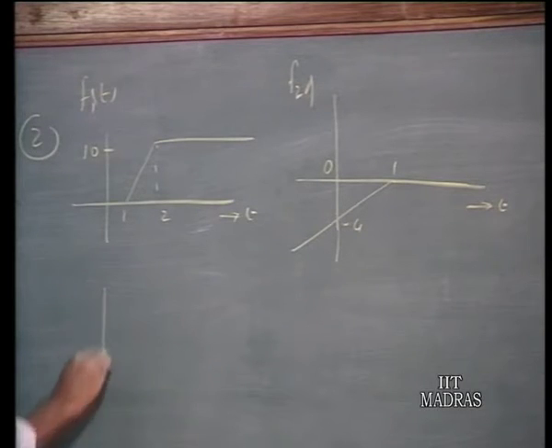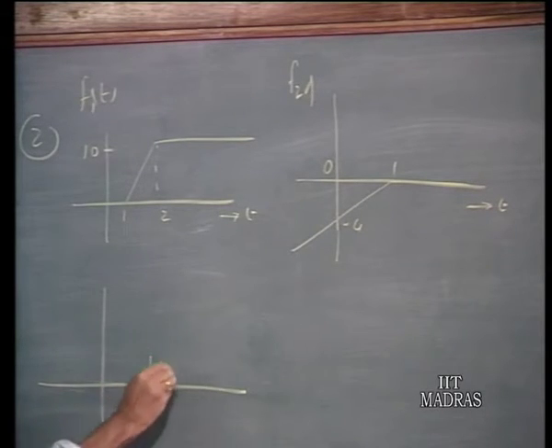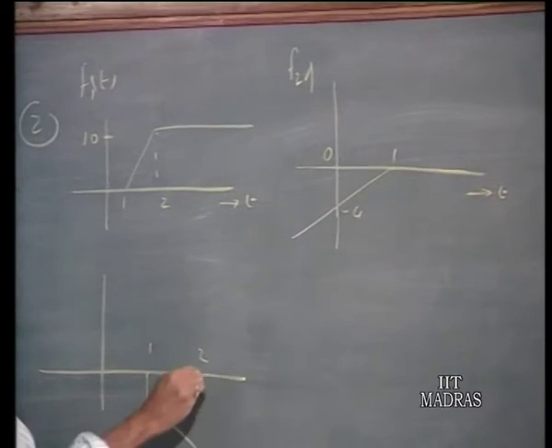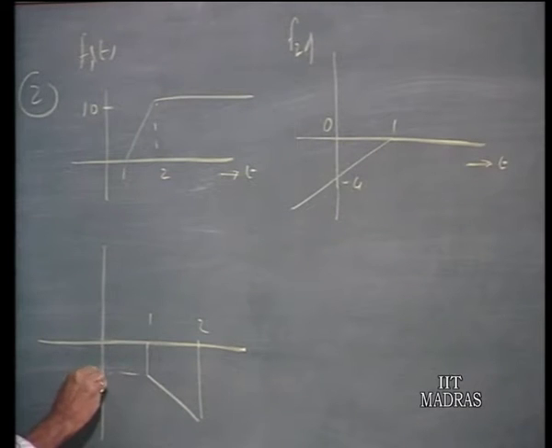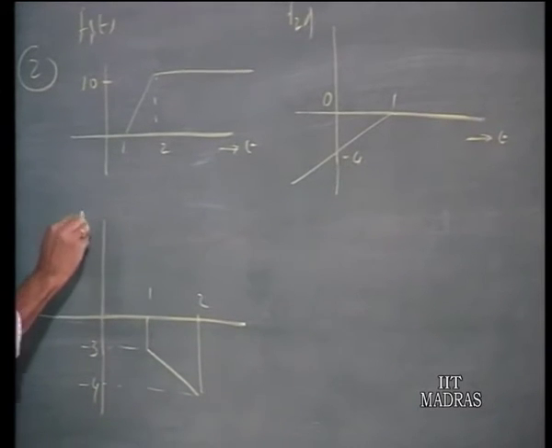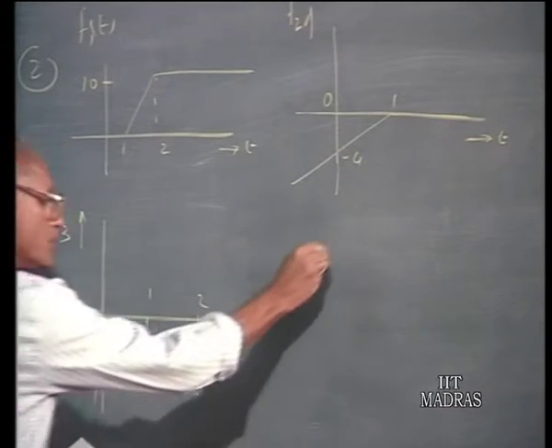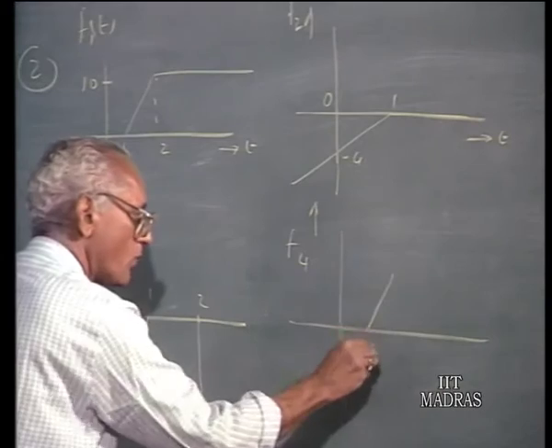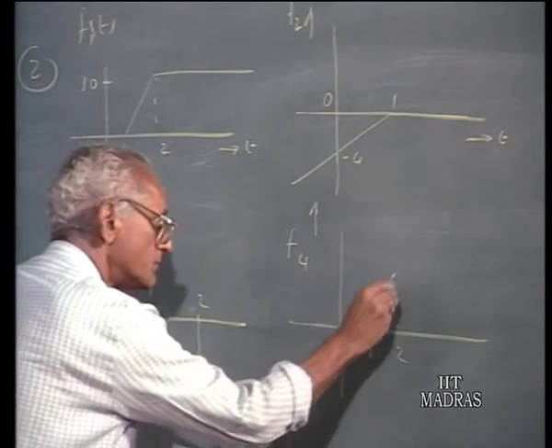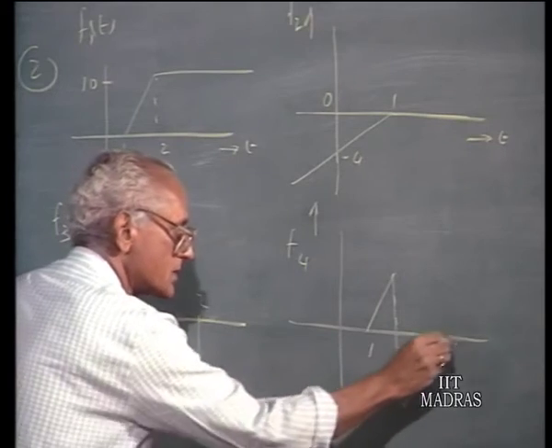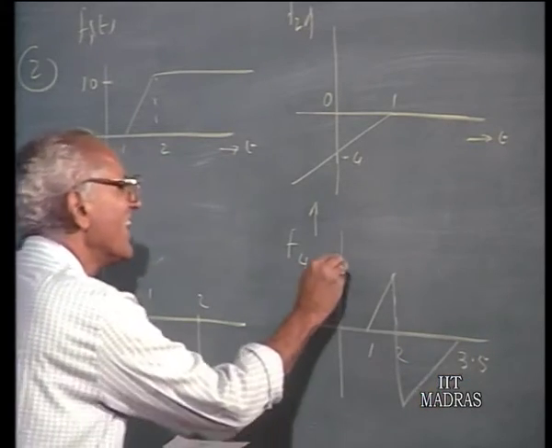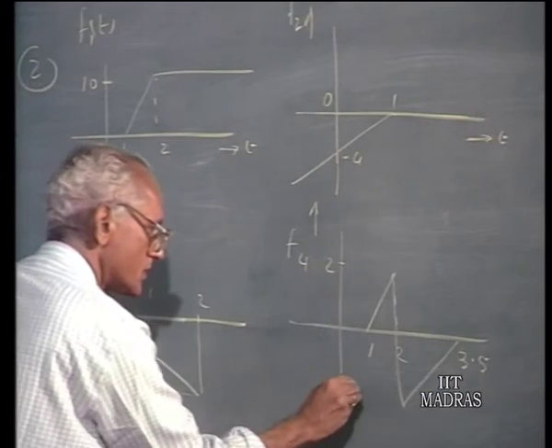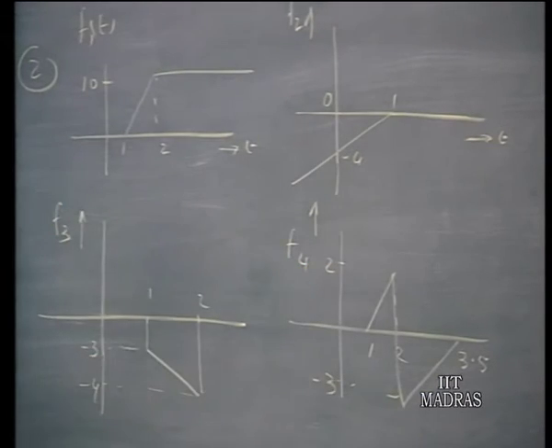f3: 1, 2, like this is minus 3 and here is minus 4, everywhere else is 0, this is f3. f4: 1, this is 2, comes down, this is 3, this is 3.5 and value here is 2, the value is minus 3. So, 4 functions of time are given to you, the x axis is always in seconds.